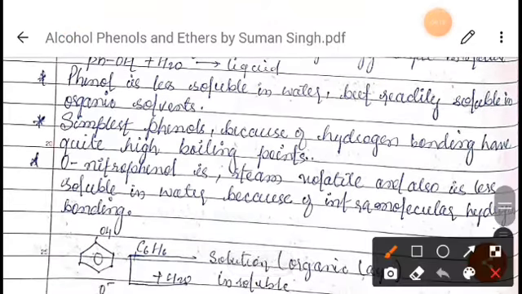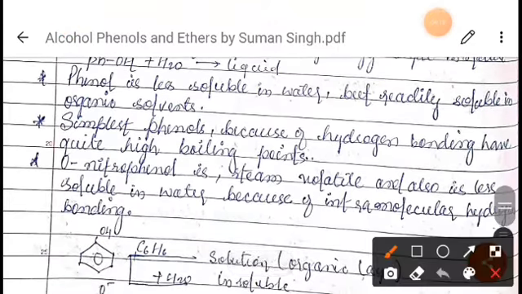Next are the reactions of phenol, or we can say the chemical properties of phenol. The first one is nitration, which is also given in your syllabus. When we are doing nitration, you have to notice that we have used phenol and dilute HNO3.